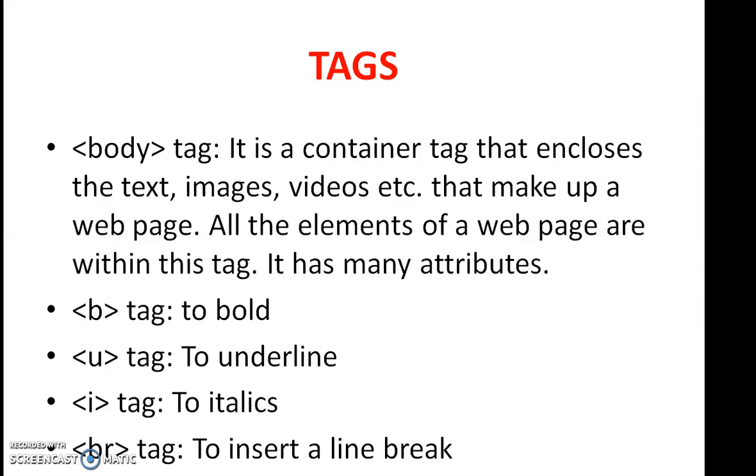Then the attributes include, first one, the B tag. B tag is used for bold. Suppose you want to display your text in bold, then you can use this B tag. Next one is the U tag. U tag is used to underline the text. Then the I tag to italicize your text. Then the BR tag to insert a line break.